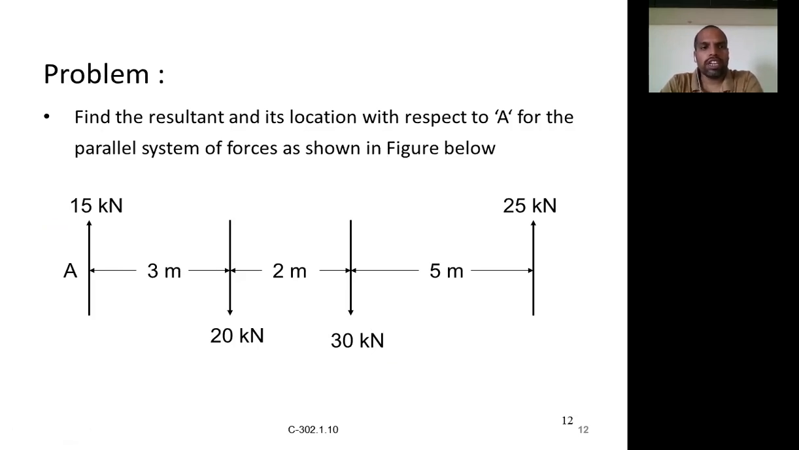If you assume 15 as a minus and 20 as a plus, it's minus 15 plus 20, which is plus 5. Plus 5 plus 30 is 35. Right? 35 minus 25 is 10. So what is the magnitude? The magnitude is equal to 10 kilonewtons. That's very simple. By seeing this itself, you are able to find it. It is only plus and minus. That's all, nothing else.